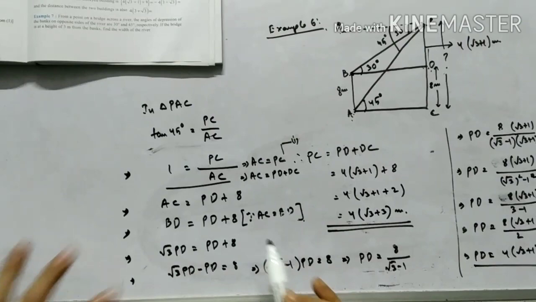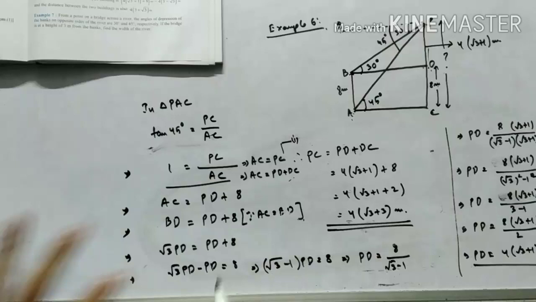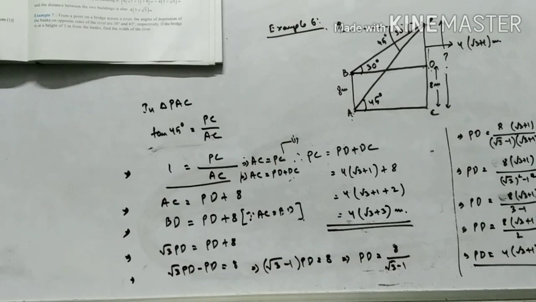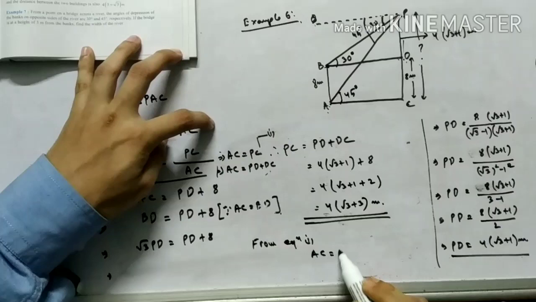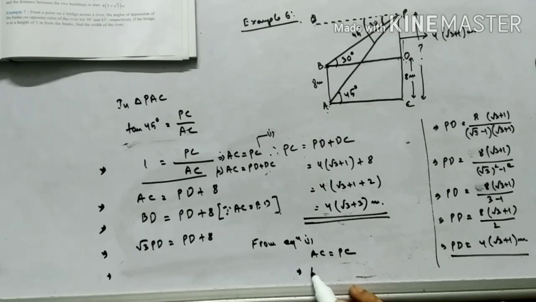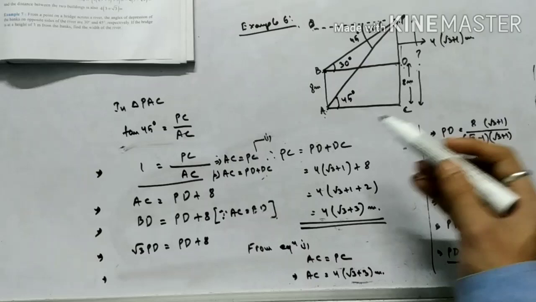Just these two lines, because after this line you will get AC is equal to PD plus DC, and DC is 8. Just these two lines you write, and AC is equal to PC, this is equation 1. Understand? So now easily you can say, from equation 1, AC is equal to PC, whose value I got as 4 root 3 plus 3 meter. Therefore AC is equal to 4 root 3 plus 3 meter. That means the height of the multi-story building and the distance between the two buildings are the same. These two are the answer, understand?